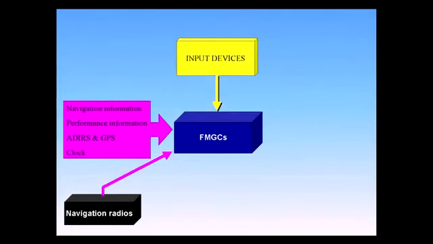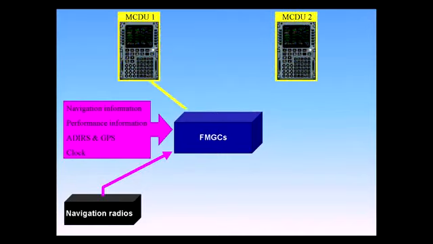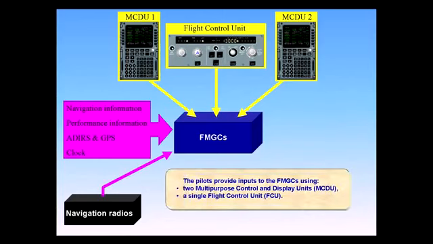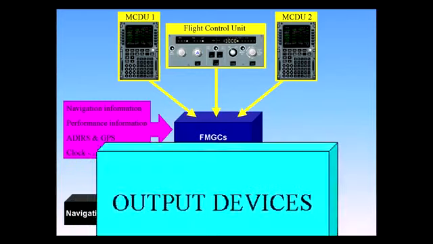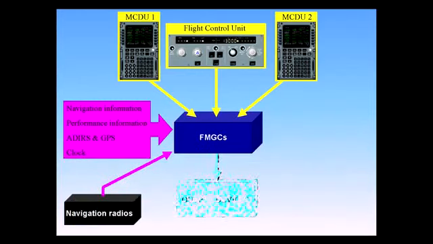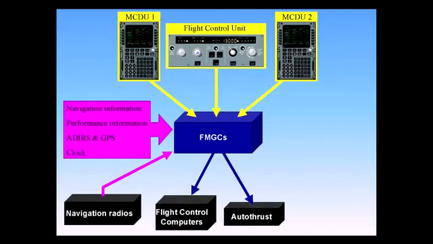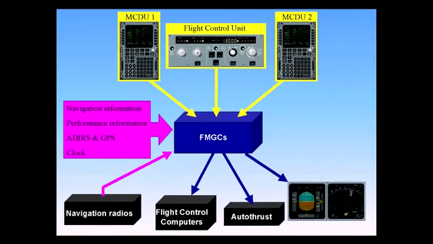The pilots provide inputs to the FMGCs using two multipurpose control and display units, MCDUs, a single flight control unit, FCU. The FMGCs provide outputs to the flight control computers for pitch, roll, and yaw control, the autothrust system for thrust control, the EFIS system for the display of information, and the navigation radios for the automatic tuning of radio aids.